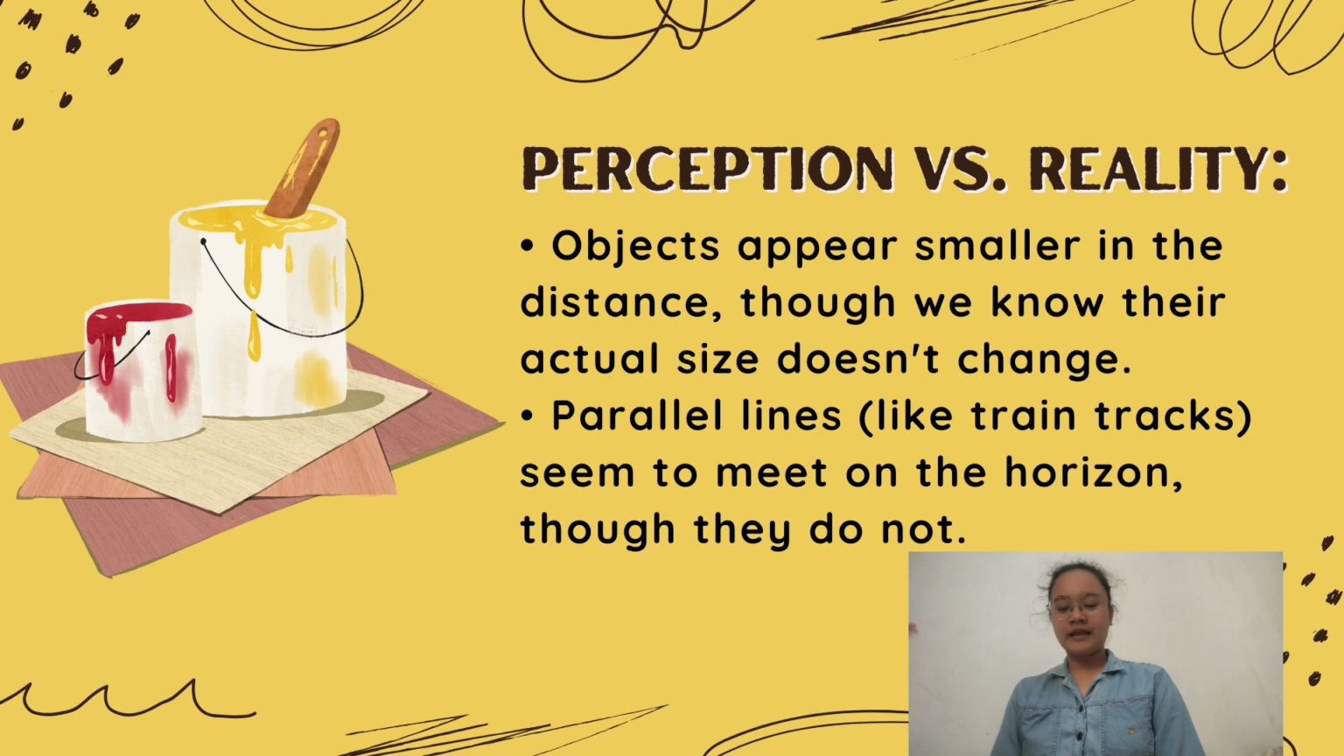Perception versus reality. Objects appear smaller in the distance, though we know their actual size doesn't change. Parallel lines like train tracks seem to meet on the horizon, though they do not.